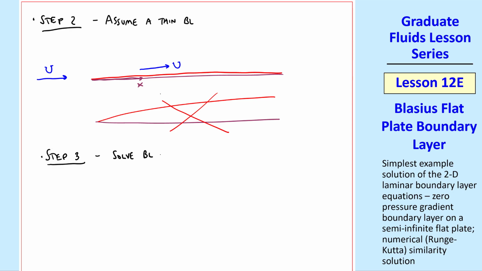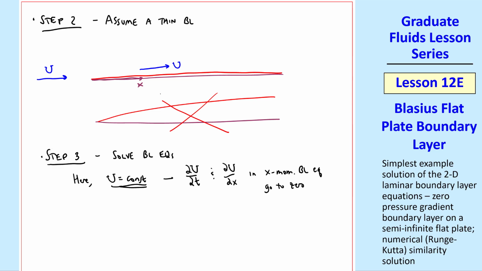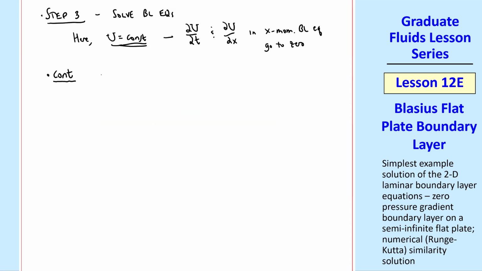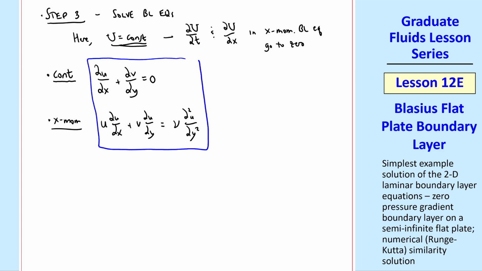Step 3 is to solve the boundary layer equations. Well, here capital U is a constant, so del U del t and del U del x in the x momentum boundary layer equation go to 0. So our equations become continuity and x momentum. Thus we have 2 equations and 2 unknowns, U and V. We also need boundary conditions.